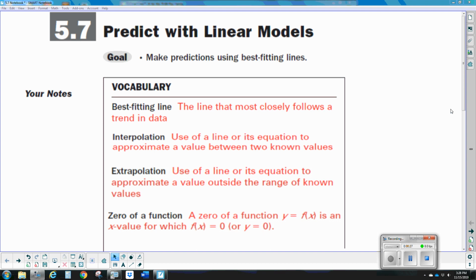So the first one is best fitting line. We introduced that in 5.6. Then interpolation, extrapolation, and zero of a function. So take a minute, copy down these definitions, pause the video while you work.